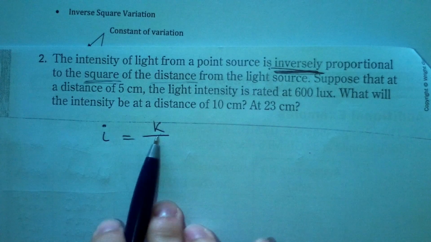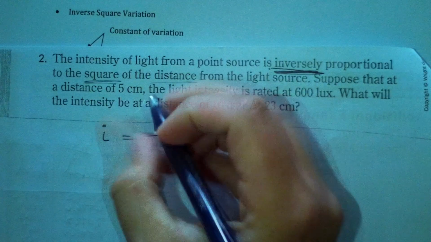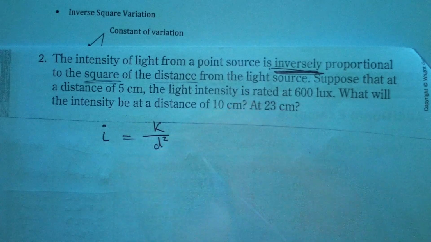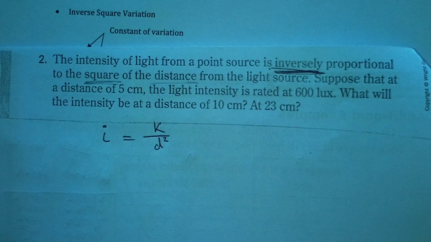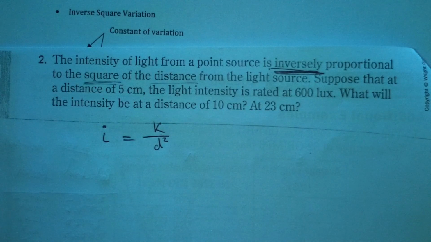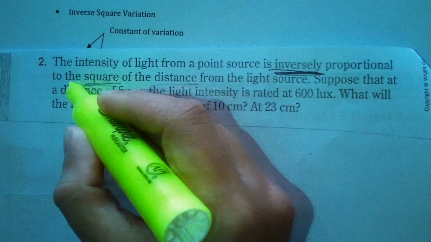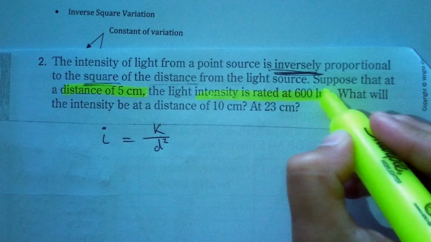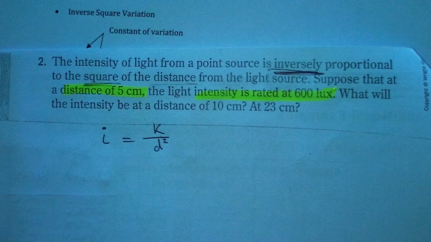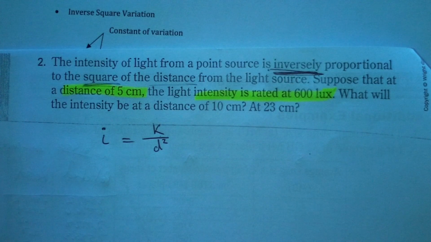And then I just do 15,000 divided by the 23 squared on your calculator. And then you would get a decimal number. I got approximately 28.355 lux.